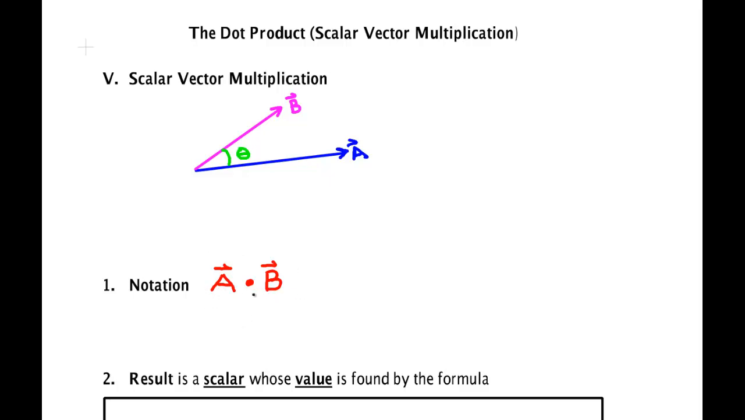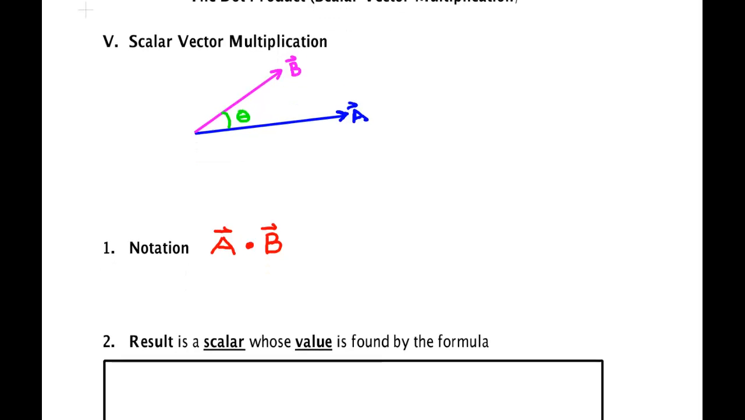Now we have to give you a formula for computing this number, and the way we compute it is very simple. Each one of these vectors has a certain length. This one, for instance, has the length A, and you remember that if we leave the arrow off, we mean its magnitude. Or you can also write it with absolute value signs around the arrow, meaning the magnitude. And likewise up here there's some length.